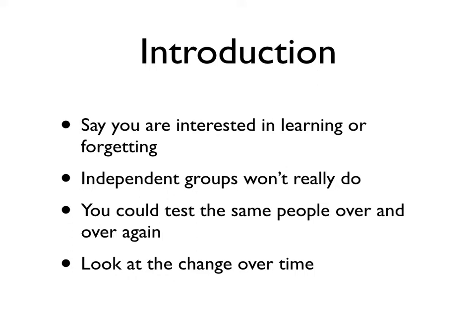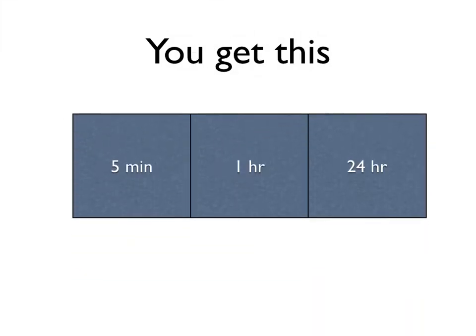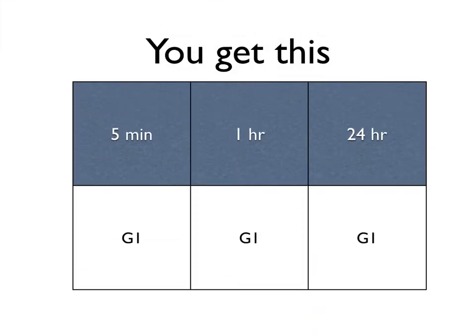So you get something that looks like this. There's your design now. It's 5 minutes, 1 hour, 24 hours, group 1, group 1, group 1. All the same group. Remember before we had group 1, group 2, group 3, or whatever. Here we get the same group being tested over and over again to get a forgetting curve. By the way, that's not an honors thesis. People figured that out a long time ago. People forget stuff over time.